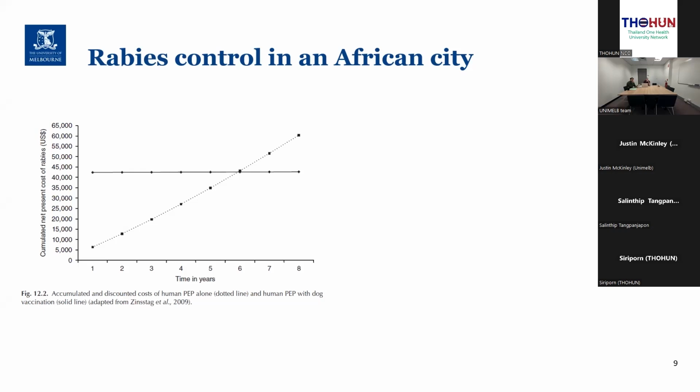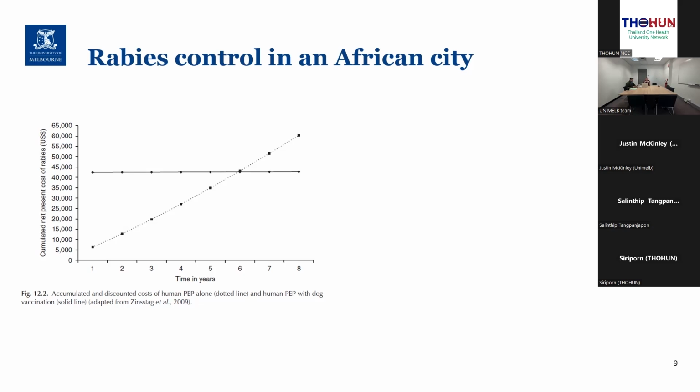Here, this dotted line running up at about 45 degrees is if you're just relying on PEP alone. The y-axis is the cumulative net percent cost of rabies. The basically straight line going across is if they go through the mass dog vaccination. And you can see in year one, it's an absolute loser compared to PEP, because PEP is just over $5,000 US, and that's just to say some people are going to be bitten and we're going to treat them.